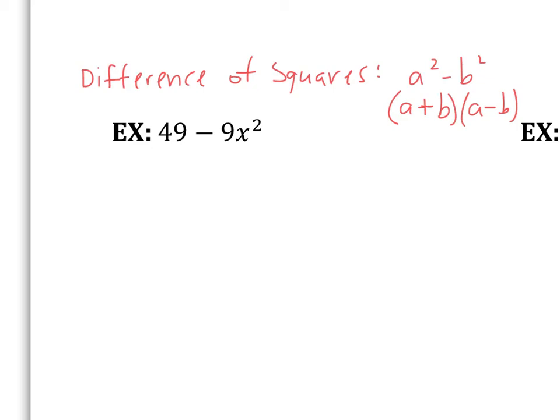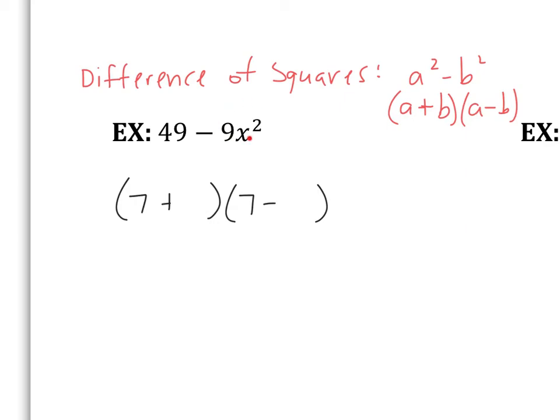Now in terms of this first guy here, 49 minus 9x squared. Okay, well, one, it's got to be a difference, which we're subtracting here. And my first term needs to be a perfect square. It is. And my second term needs to be a perfect square. 9 is a perfect square. X squared is a perfect square. So as we're factoring it, we take the square root of our first term. So square root of 49 is 7. So I know both of my factors are going to have a 7. One's going to be a plus. One's going to be a minus.